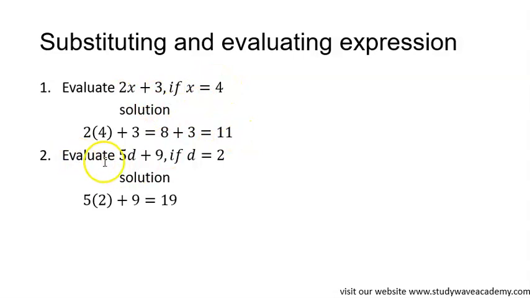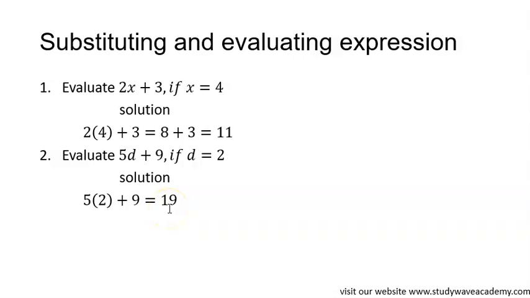Now evaluate 5d plus 9 if d is equal to 2. We are to replace d with 2. Okay, we are substituting d with 2. So we have 5 times (2) plus 9 equals 19. How did we get 19? You know d is 2, so we inputted 2 here. 5 times 2 is going to give us 10. 10 plus 9 is going to give us 19. So this expression is going to give you 19.